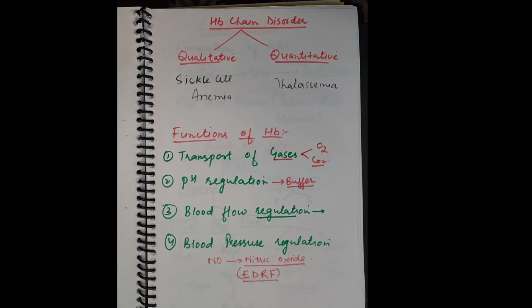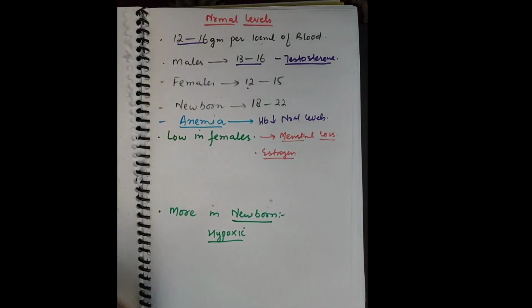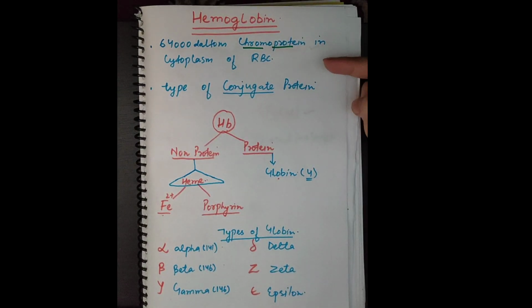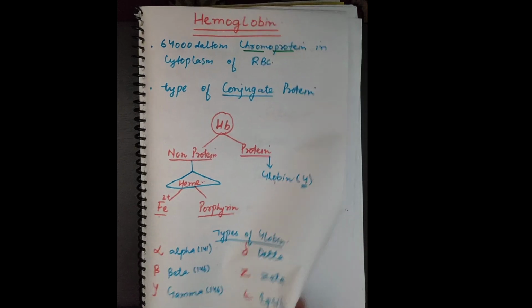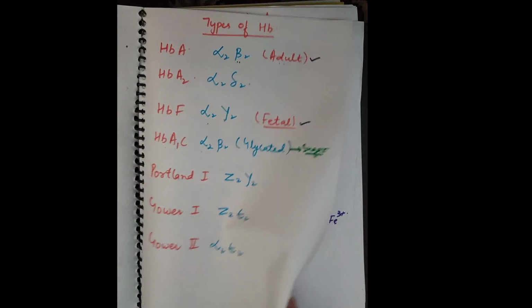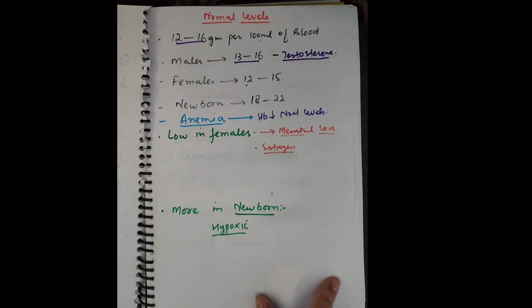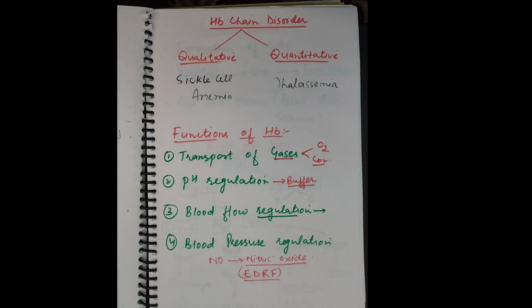If we summarize, we discussed what is hemoglobin, what is the structure of hemoglobin, what are the different types of hemoglobin, what are the different derivatives of hemoglobin, normal levels, and what are the functions of hemoglobin. This is all about hemoglobin that you need to remember, and this knowledge will be applied in different chapters of your NCERT. In our subsequent lectures, we will be discussing disorders of the RBCs and the erythropoiesis process.